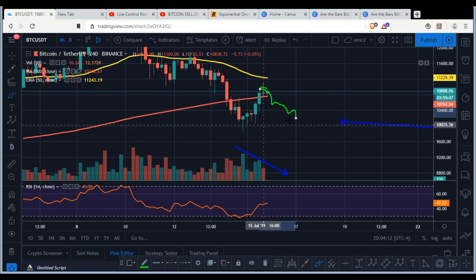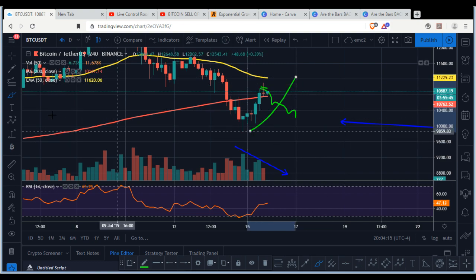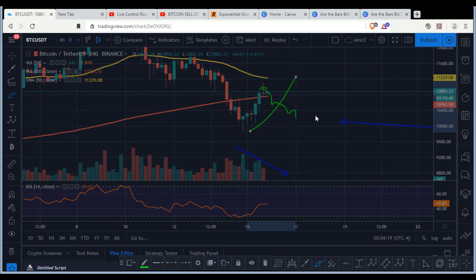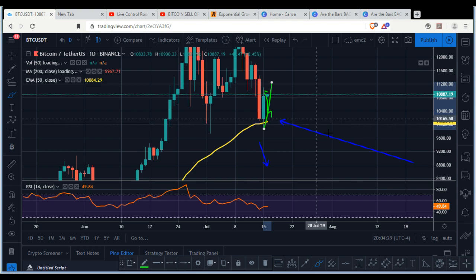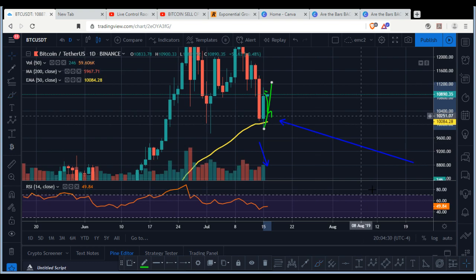But we're going to get a nice pullback and then a big reversal, because we talked about this since the first week of April, guys. We talked about this pattern since the first week of April, and we're looking for a double bottom just about this area of the 50 EMA. If we go back to the 50 EMA, we're looking for a double bottom.